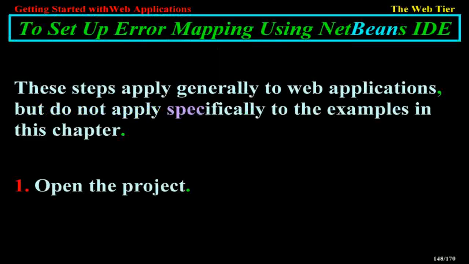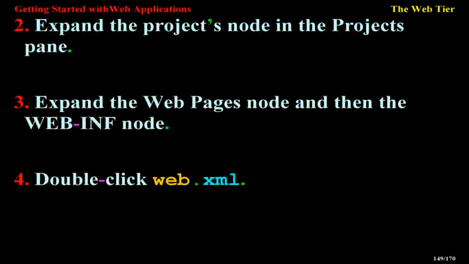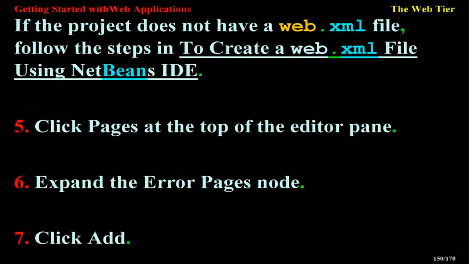To set up error mapping using NetBeans IDE, these steps apply generally to web applications, but do not apply specifically to the examples in this chapter. Open the project. Expand the Projects node in the Projects pane. Expand the Web Pages node and then the WEB-INF node. Double-click web.xml. If the project does not have a web.xml file, follow the steps to create a web.xml file using NetBeans IDE.